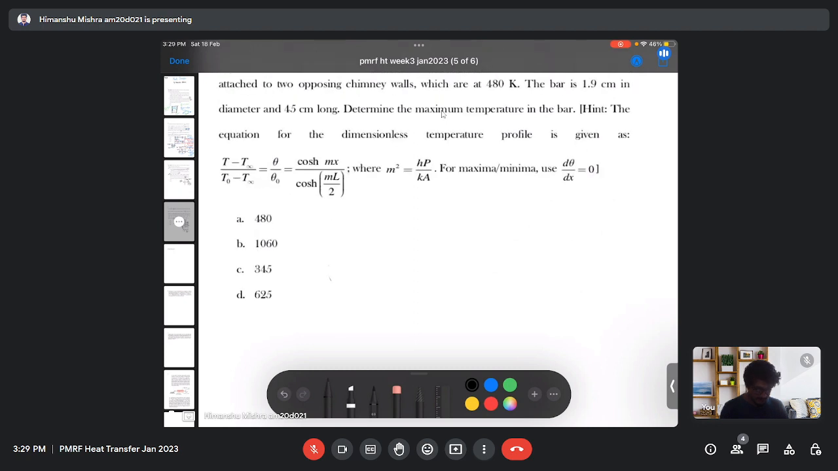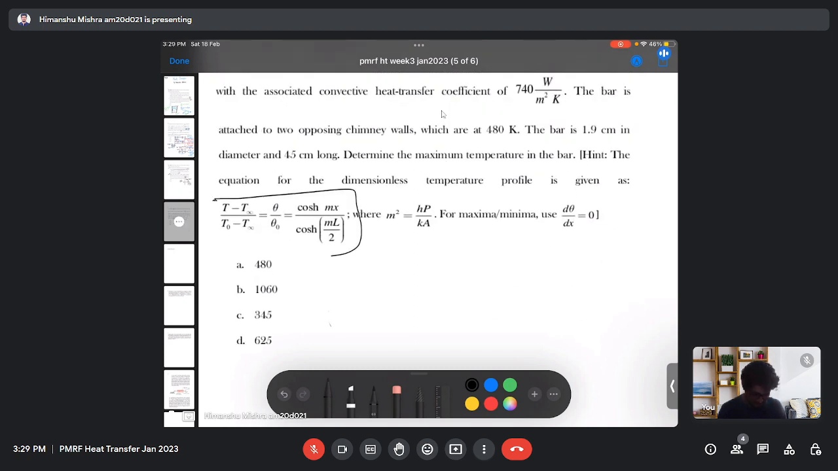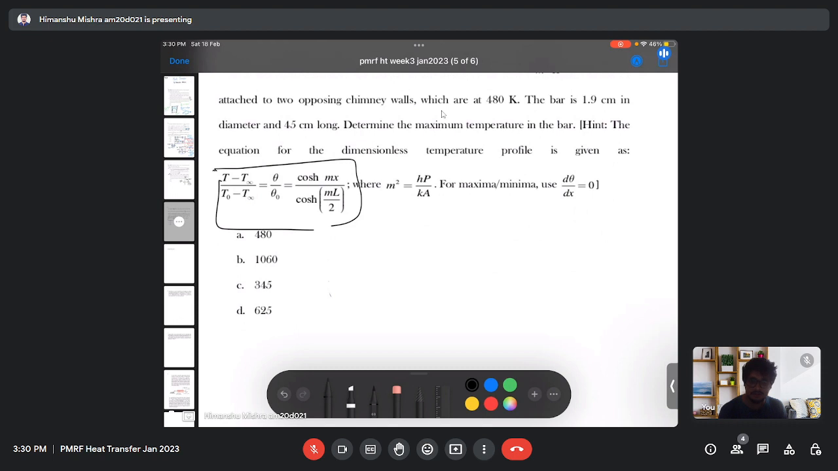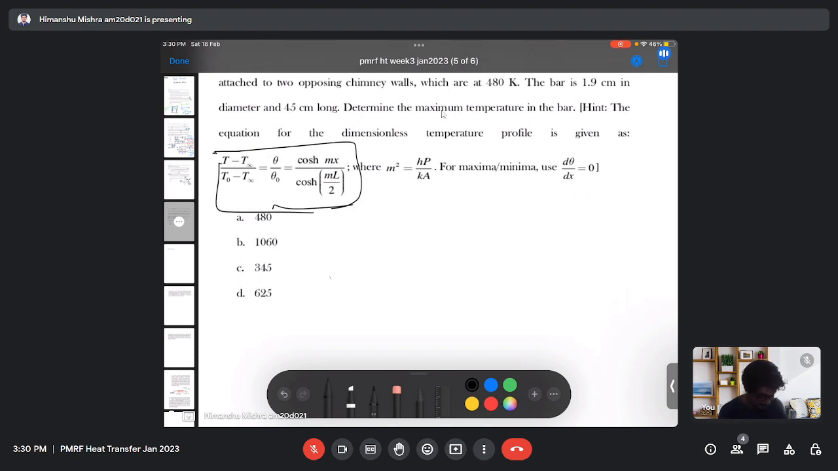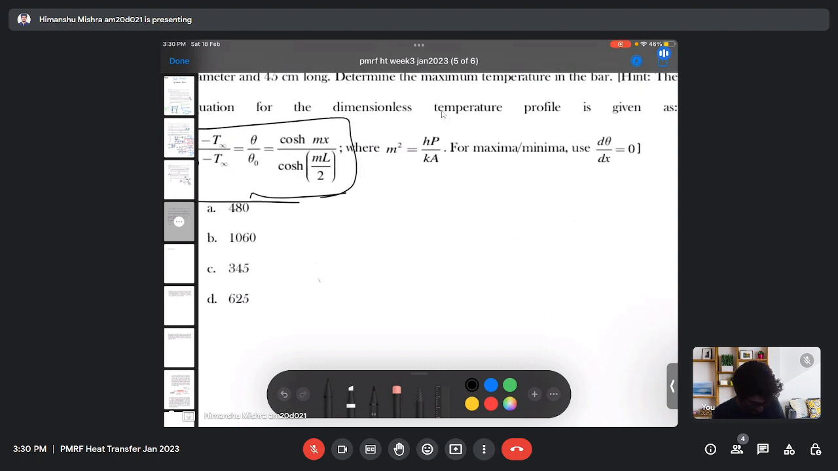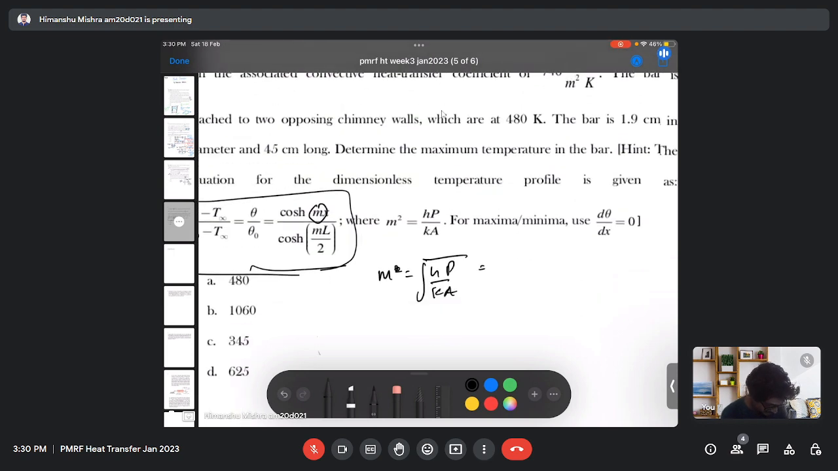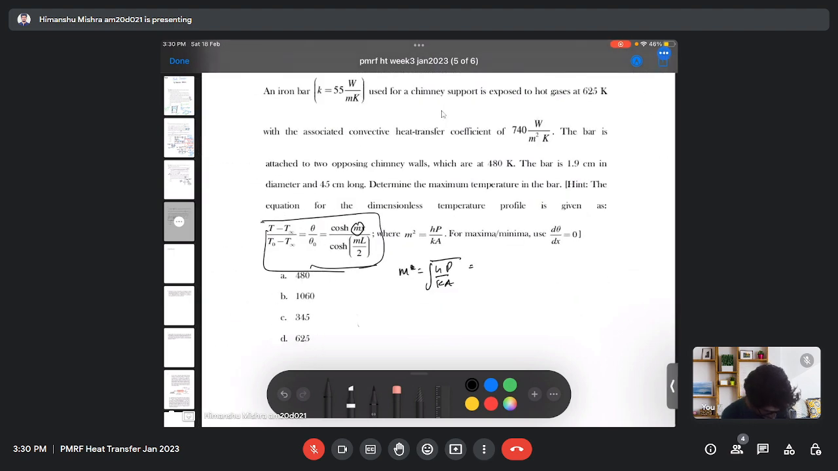So in the question, we are already given the temperature profile here. We just need to put the values in to find the maximum temperature. So let's find m first. m square is hP by kA. So I can just put the values of h, k, P and A from the question.